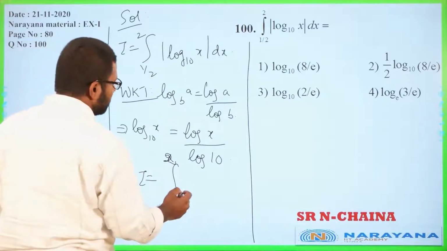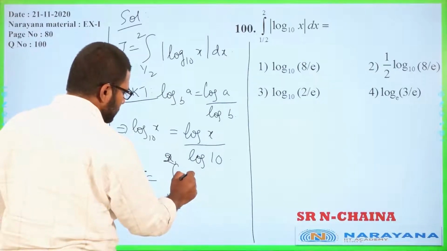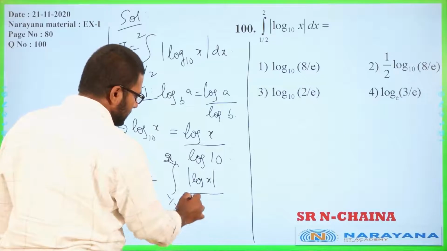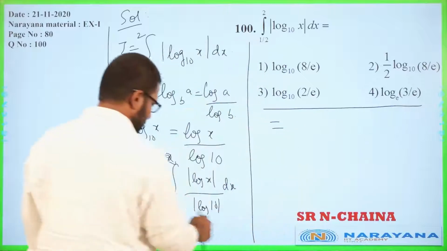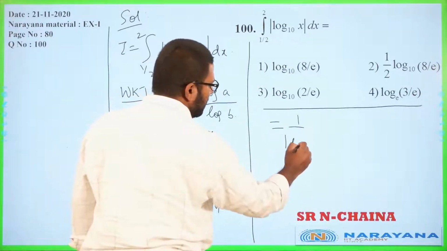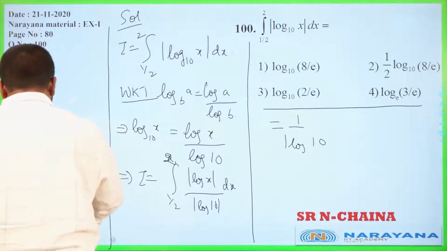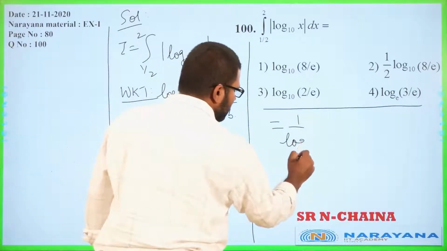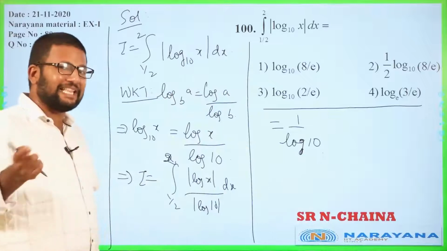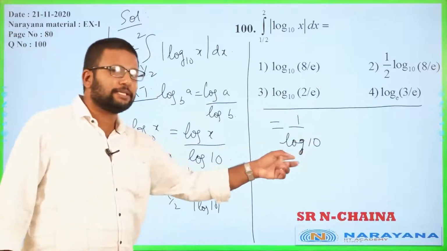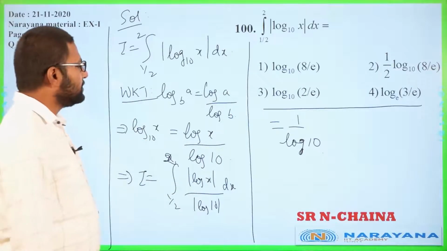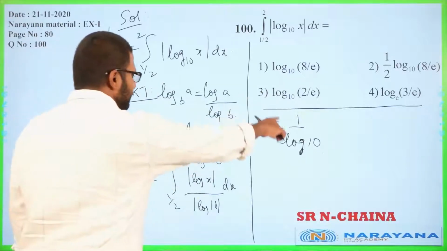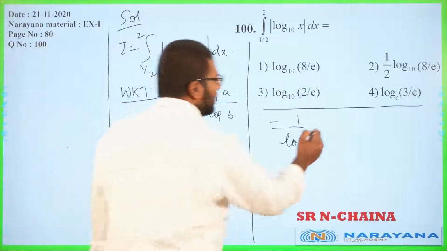Not only is it a number, it is a positive number, right. So I is equal to integral of mod log x upon mod log 10 dx. So take out that denominator, 1 by mod log 10. I don't even need to write the mod anymore because we know this value is positive. Why is log 10 positive? Because 10 is greater than e. When this number is bigger than the base, that log value will be more than 0, in fact more than 1.